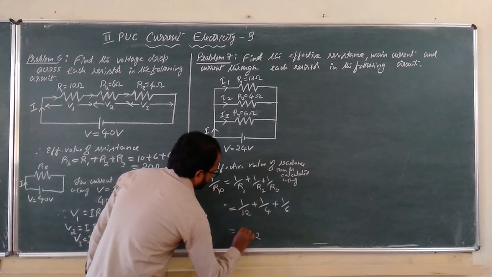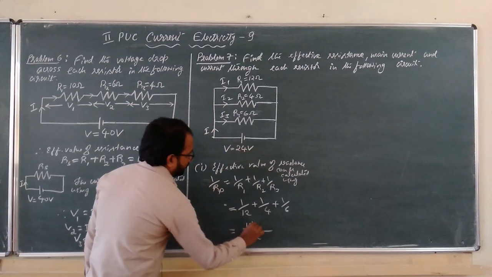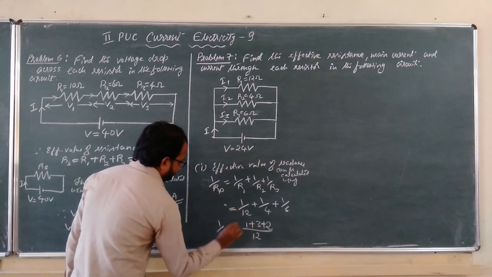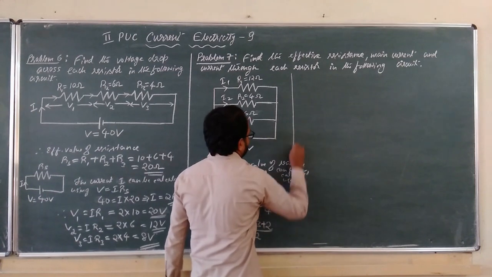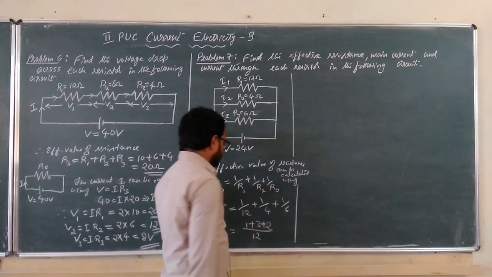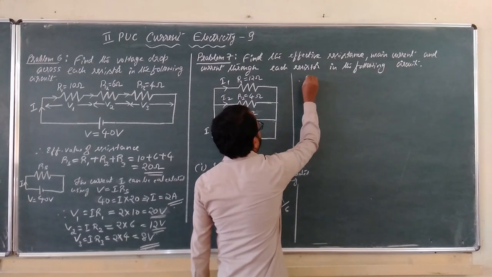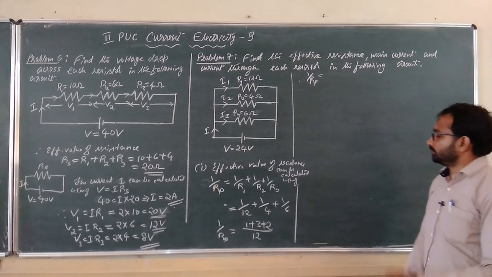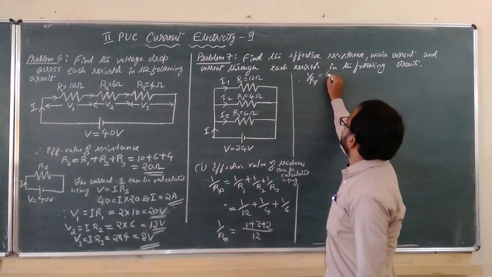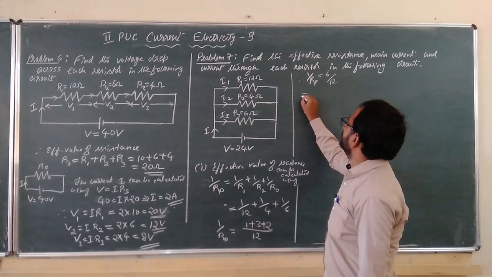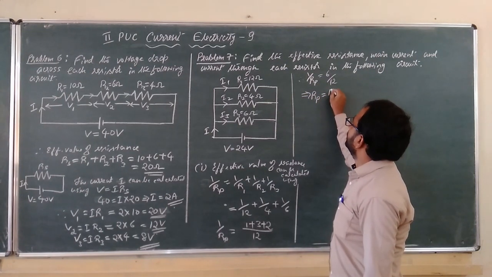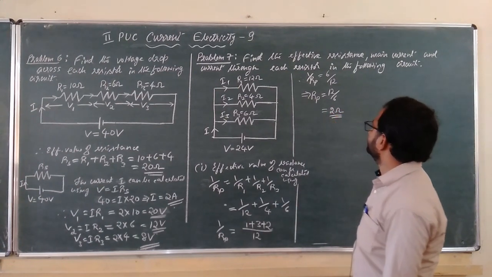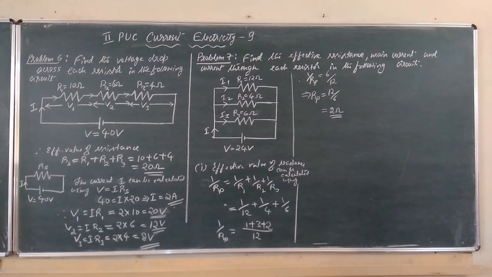The LCM is 12. Here it is 1, here it is 3, here it is 2. This is 1 by Rp. So therefore 1 by Rp is equal to 6 by 12. So therefore Rp is equal to 12 by 6, that is 2. The effective value of resistance is 2.